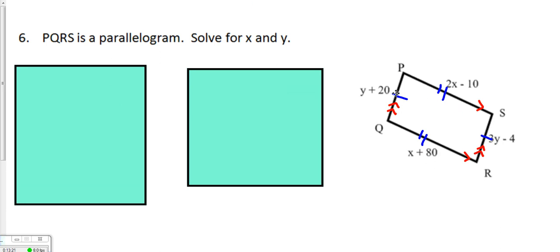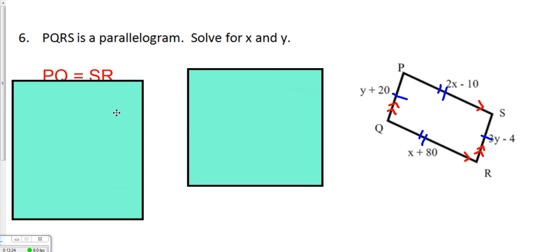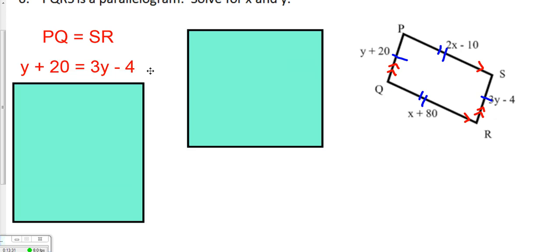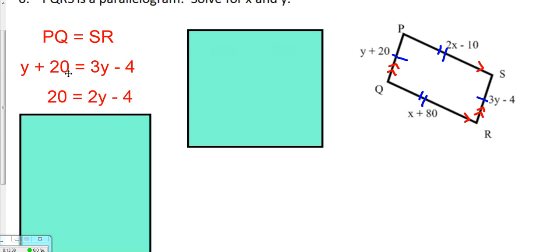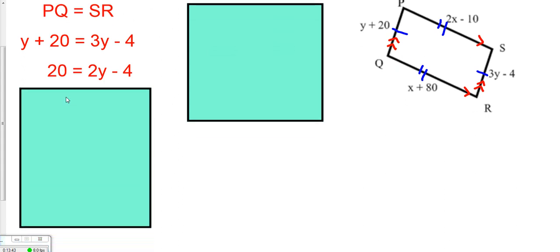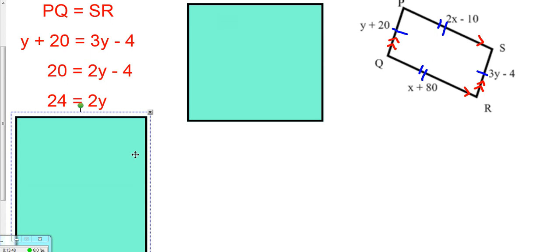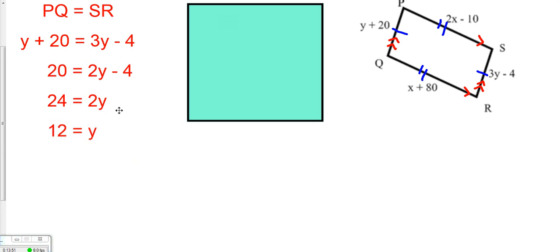That's helpful because now we know this side is the same as this side. We can set up an equation. PQ equals SR. These have to be the same. So y plus 20 has to equal 3y minus 4. So I can subtract 1y from both sides and get 20 equals 2y minus 4. Add 4 to both sides. 24 equals 2y. Divide by 2 from both sides, and we get 12 equals y. So we've solved for one of our pieces.